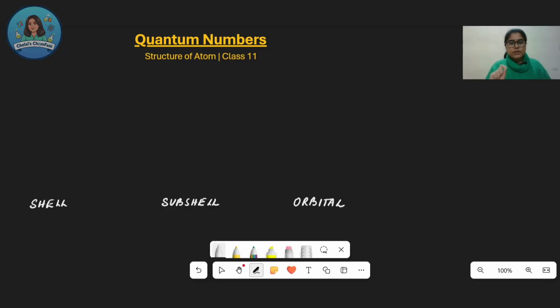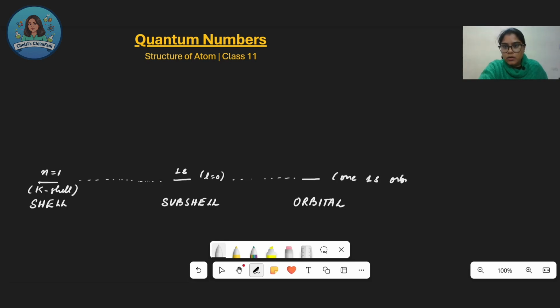Basic means the principal quantum number. What is the least possible number that it can have? 1, right? So when n is equal to 1, it is the K shell. When n is 1, what are the possible values of l? Only 0. When 0, it means the s subshell. So this will be the 1s subshell. Now here l is 0. When l is 0, what are the possible values of ml? Only 0. So within the 1s subshell, we will have one 1s orbital.